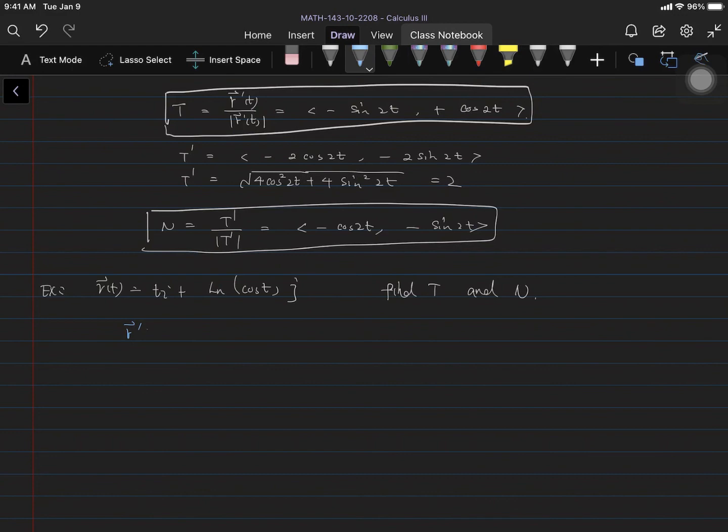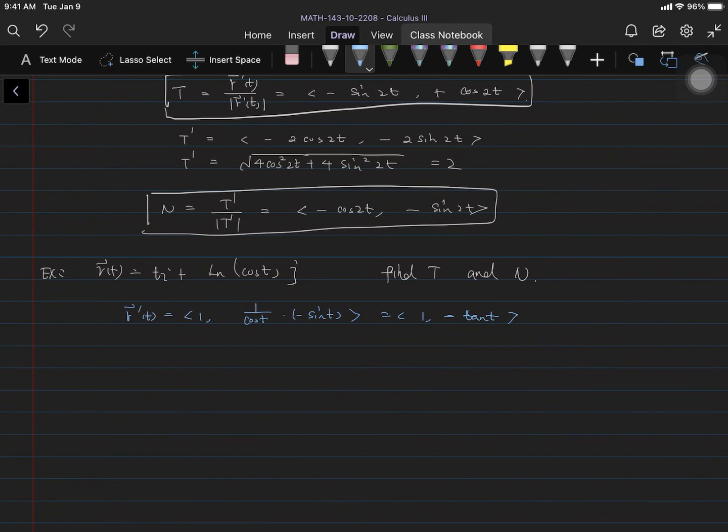r prime: 1, and then 1 over cosine t times the derivative of cosine, which should be negative sine, chain rule. After simplifying it should be 1, negative tangent t. Why do I want to change it into tangent t? Because later we'll take the derivative and it's easier to see this way. So the length of this one should be the root of 1 plus tangent squared, which is secant squared, which is just secant t.